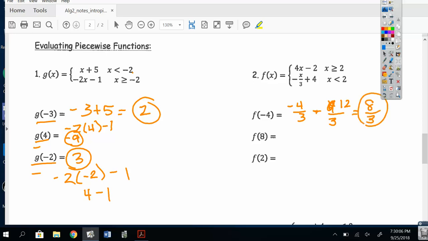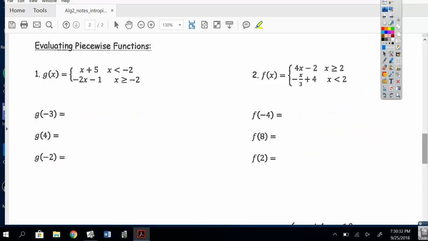And if I plug in 8, I'm plugging 8 into the top. 4 times 8 is 32. Minus 2 is 30. And if I plug in 2, I'm going to plug it into the top equation because that's where it's equal to. So 4 times 2 is 8, and 8 minus 2 is 6. Okay.